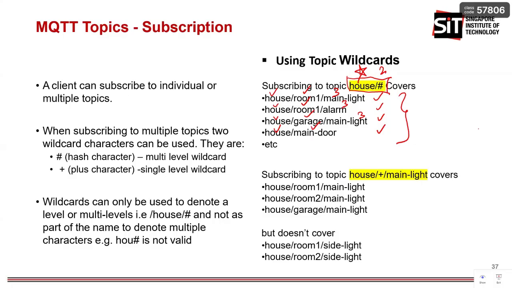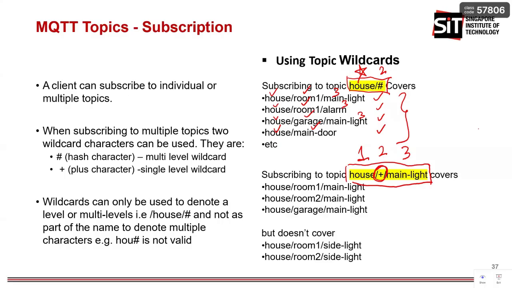Now I want to talk about the single level wildcard. Let me highlight here. Oops, so sorry. So we are going to this part. I want to draw your attention: the first level is house, the second level is our wildcard, and the third level is main light. So you can see that the wildcard is only applicable at the second level. What does that mean? It means that our level 1 and level 3 must be house and main light respectively.